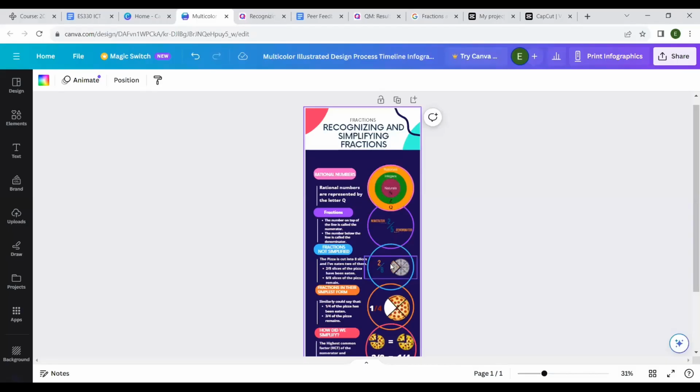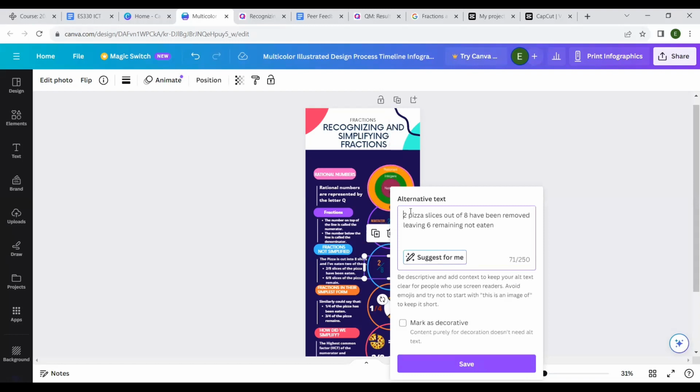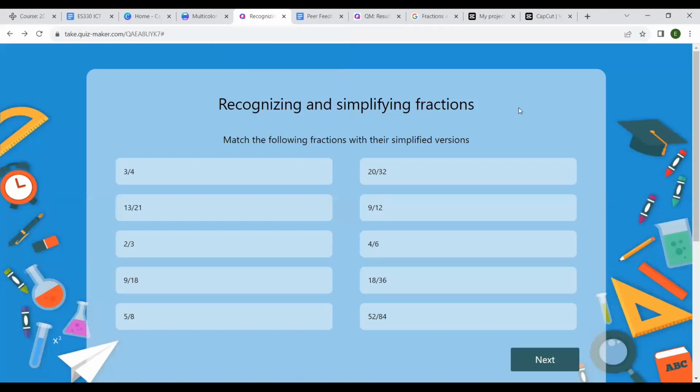You can see that these pictures also have alternative text attached to them. So there we have 2 pizza slices out of 8 have been removed, leaving 6 remaining, not eaten. So that's my infographic. We're just going to go on to my quiz now. My quiz is a matching exercise.